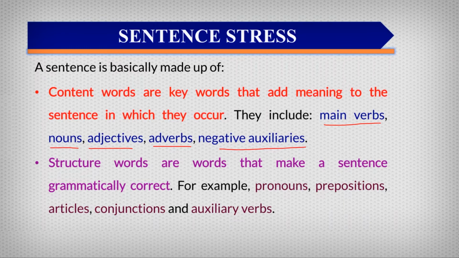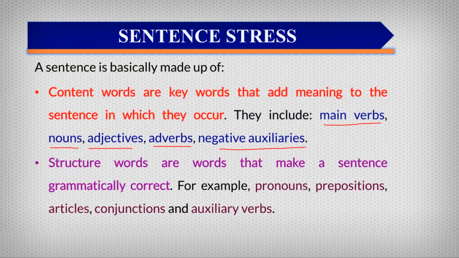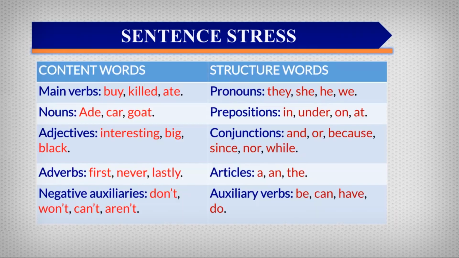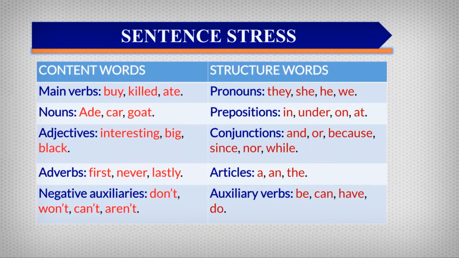Next, we have structure words. Structure words are words that make a sentence grammatically correct. Now, we can always do without these words and still understand what the sentence is about. For example, we have pronouns, prepositions, articles, conjunctions, and auxiliary verbs. Now, let's take a look at some examples of content words and structure words.